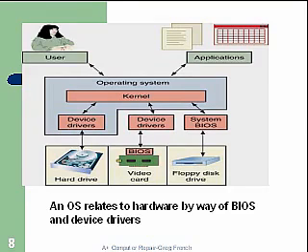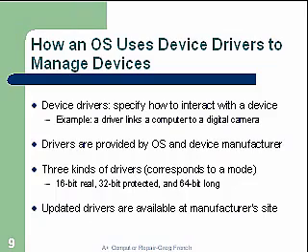How an OS uses device drivers to manage devices. Device drivers specify how to interact with a device. Example: a device driver links a computer to a digital camera. Drivers are provided by the OS and the device manufacturer. 3 kinds of drivers correspond to the mode: 16-bit, 32-bit, or 64-bit.